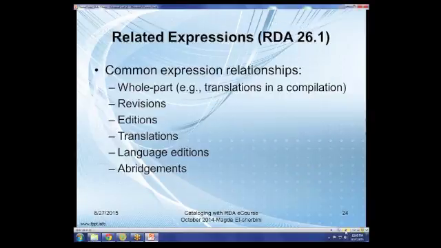So just to review, these are some of the relationships between one work and another, or between a work and its expressions that you'll find in your average library and in the process of cataloging. Relationships between wholes and parts, for instance, compilations, anthologies, etc. Revisions, editions, as we commonly use the word edition to describe books, translations, different language and abridgments, so on and so forth.